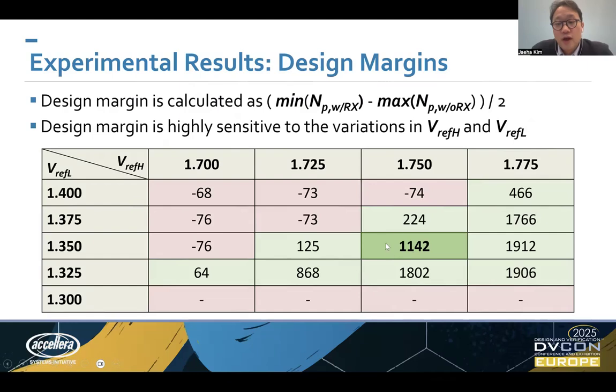Again, at the nominal point, we have a fairly large design margin of 1,142. But what you notice is that even with a slight change in VREF-H or VREF-L, whether VREF-L decreases or increases, that design margin quickly decreases. And with further changes in that direction, the design margin becomes negative, which means the circuit stops operating correctly. So in a nominal condition, the circuit works great with a large design margin, but that design margin is highly sensitive to changes in the reference voltage values. So maybe this is not too suitable for a production circuit where there are some uncertainties in these reference voltage values.